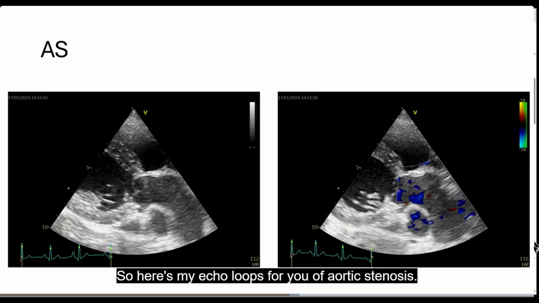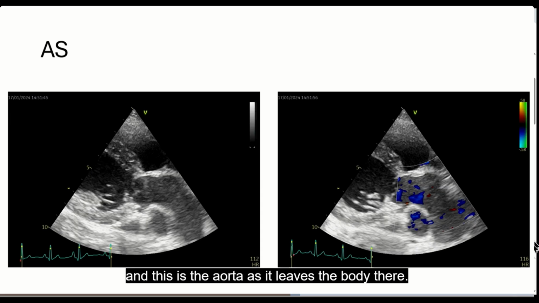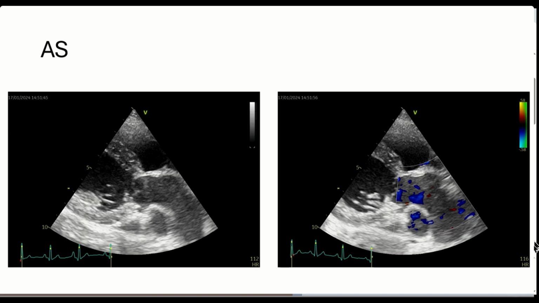So just go through the plain structures first. This is the left ventricle here, and this is the aorta as it leaves the body there. And in this one, you can see this ridge here, and this is the stenosis. This is the fixed outflow tract obstruction, which is subvalvular. There's the valve there doing a little heart-shaped bit there. And this is our stenosis action here.